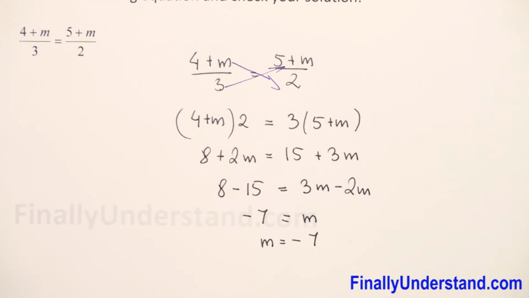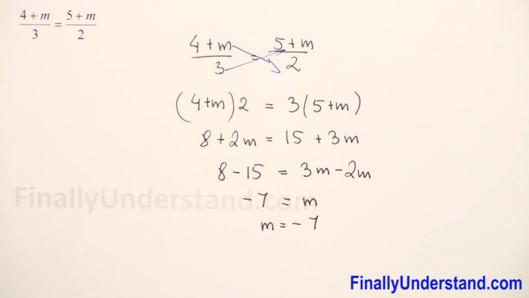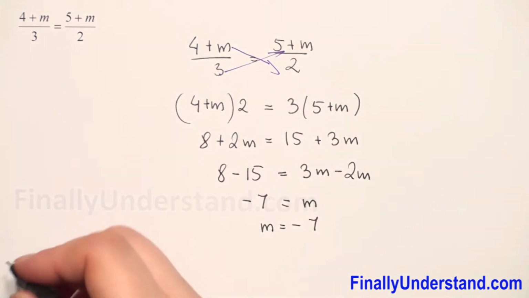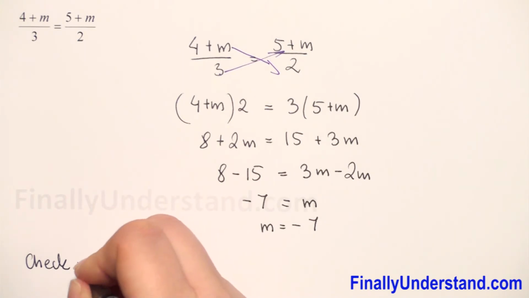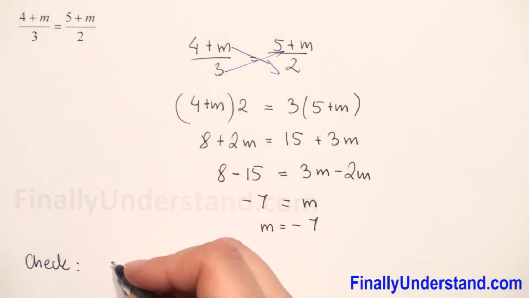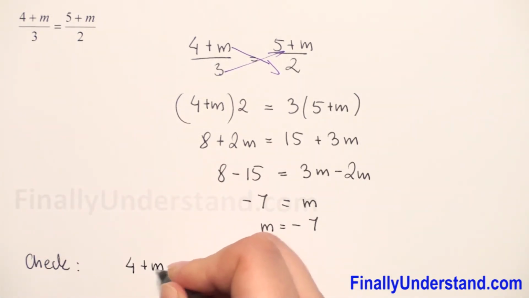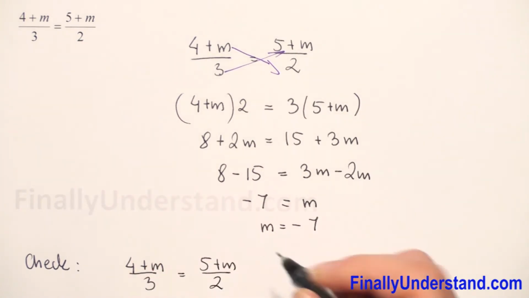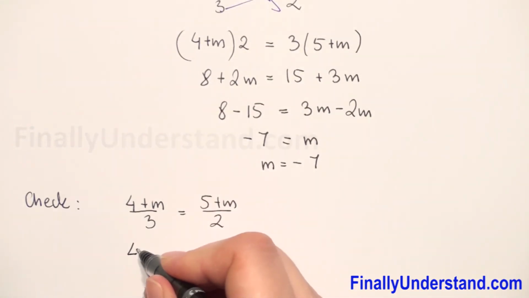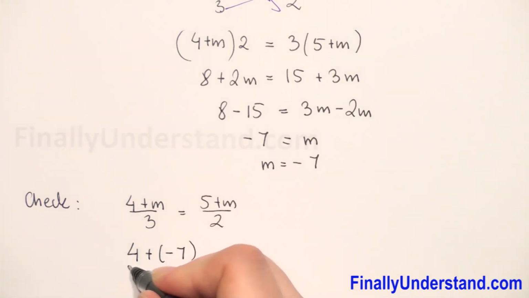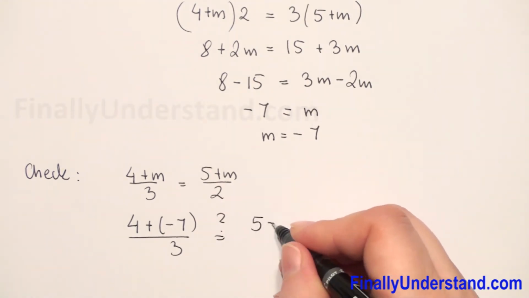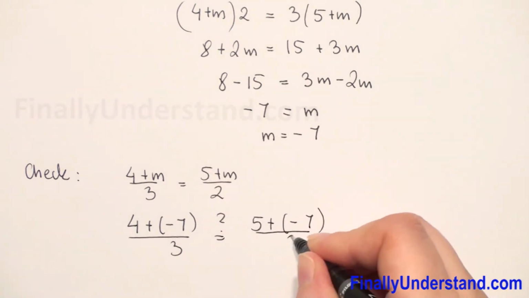Next, we have to check if m equals negative 7 is a solution for our fractional equation. How do we do this? We have to copy the original form of our equation. So we have (4 plus m) over 3 is equal to (5 plus m) over 2. And now we have to substitute m by negative 7. So we have (4 plus negative 7) over 3. We have to check if this is equal to (5 plus negative 7) over 2.